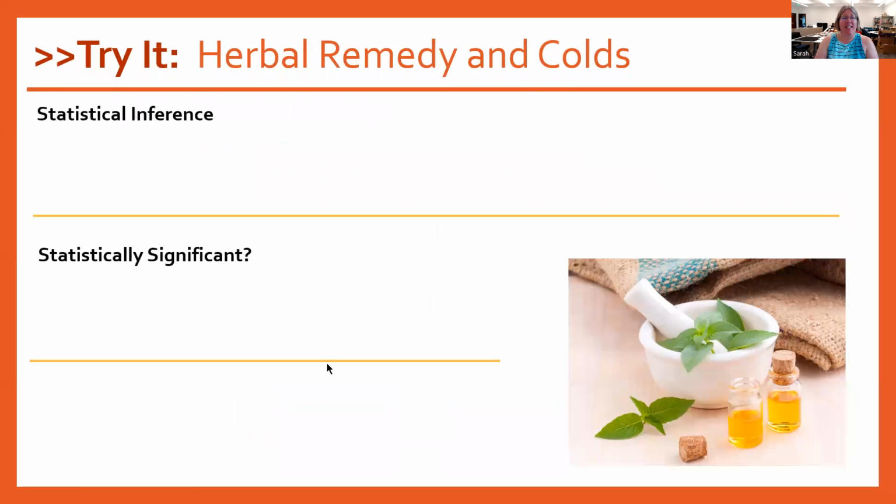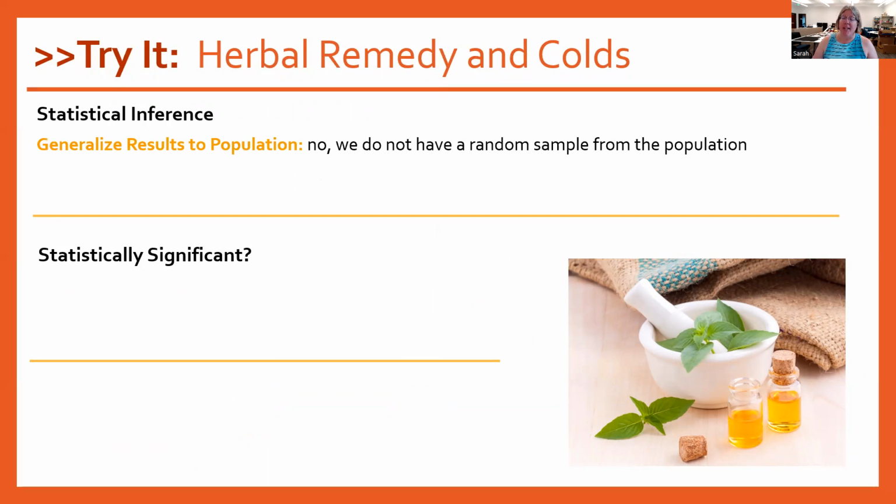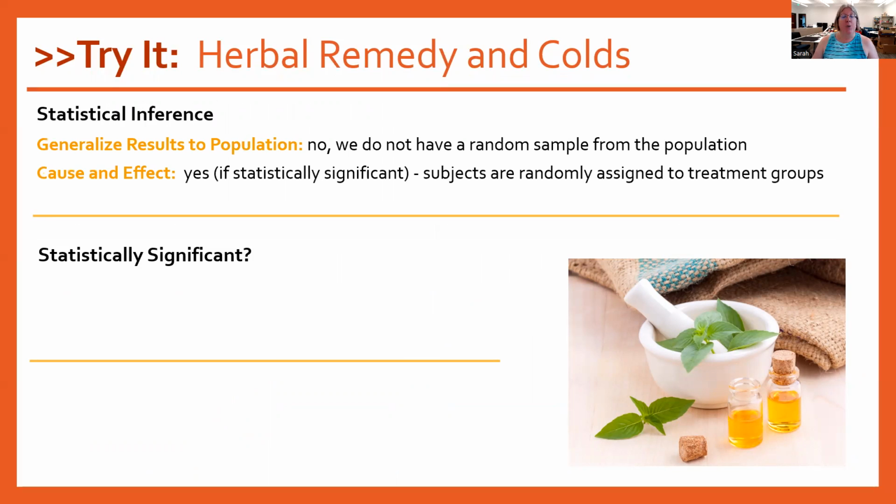All right, so statistical inference. Can we generalize our results to the population? The answer to that is no, and that's because we don't know if we have a random sample here. So without a random sample, we can't generalize our results to the population. And then cause and effect. So we do have cause and effect here as long as our results are statistically significant, and that's because we randomly assigned our subjects to treatment groups.